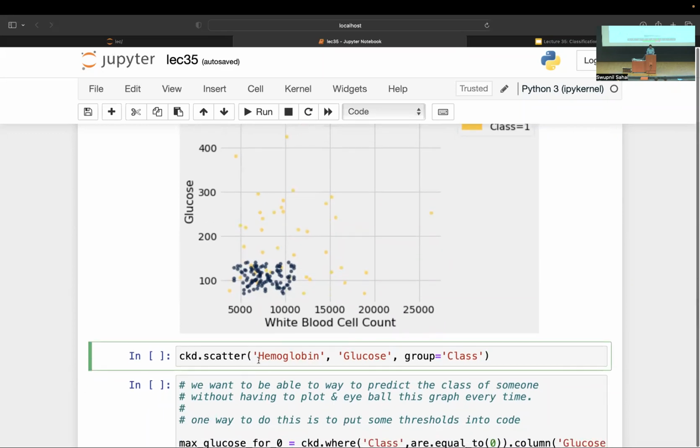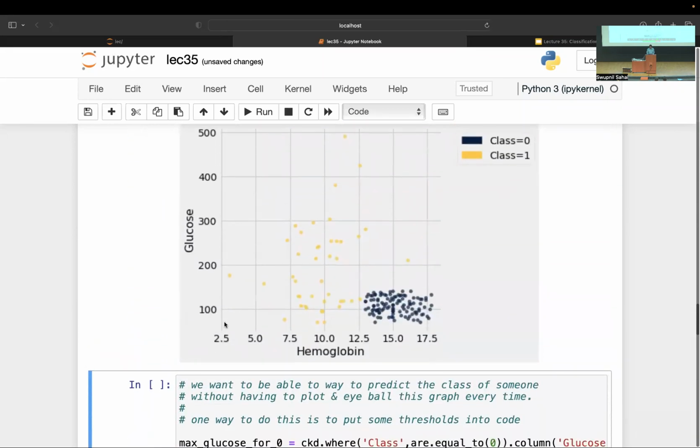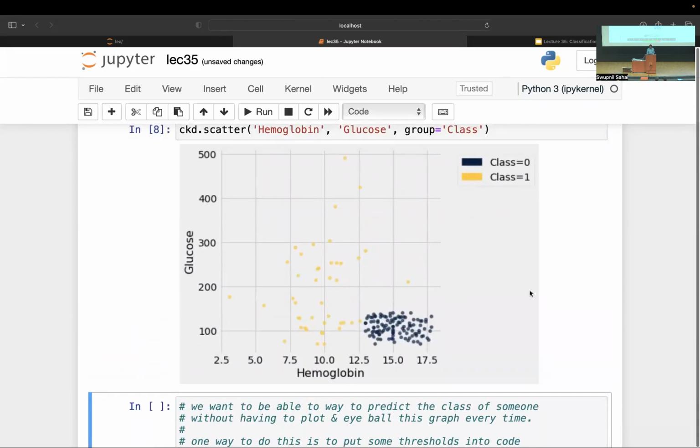Cool. Let's try another 2. So let's try hemoglobin and glucose. In this case, we see something like this. So any thoughts on this one? What do you see here?